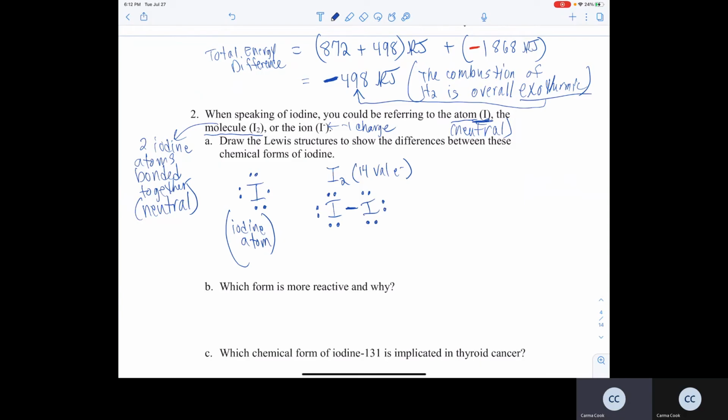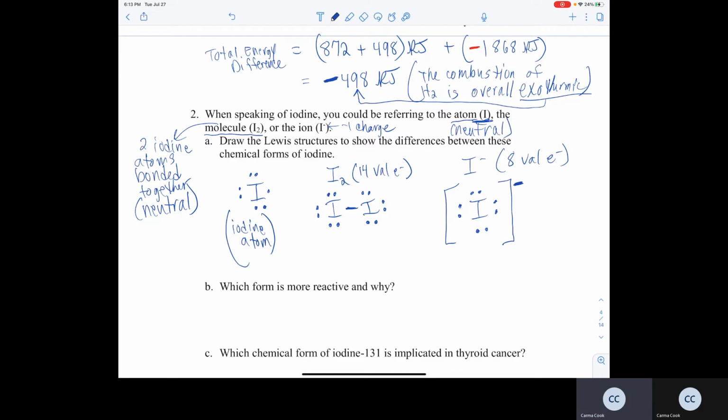And then the iodide ion, I minus, has 8 valence electrons. 7, because iodine is in group 7. The -1 charge means that the iodine atom turned itself into the iodide ion by gaining 1 electron. And so the iodide ion has a full octet of 8 electrons around it. And the way we draw Lewis structures for ions, we put a bracket around them and put the charge outside of the brackets.